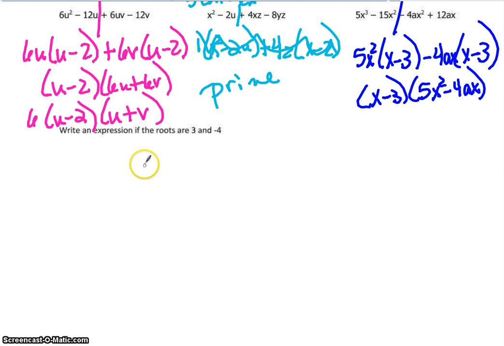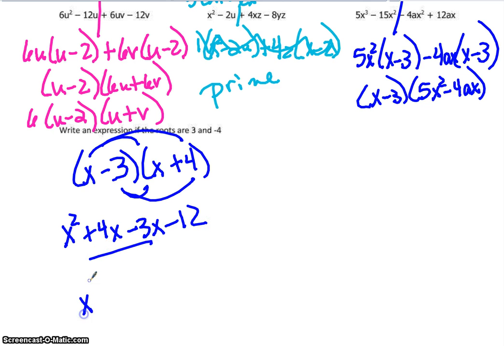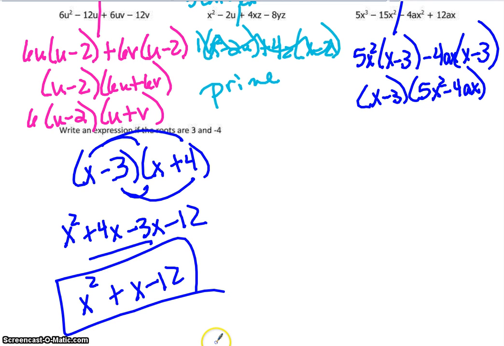Okay, so now write an expression if the roots are 3 and negative 4. You're always going to say x, and you're going to have two sets of parentheses. They both start with x, and you use the opposite sign. This is a positive 3, so I say minus 3. This is a negative 4, so I say plus 4. Then you just distribute, so you take your x times both of them, and that gives you x squared plus 4x. Take your negative 3 times both, that gives you minus 3x minus 12. The 2 in the middle should combine. X squared plus x minus 12 is your answer.